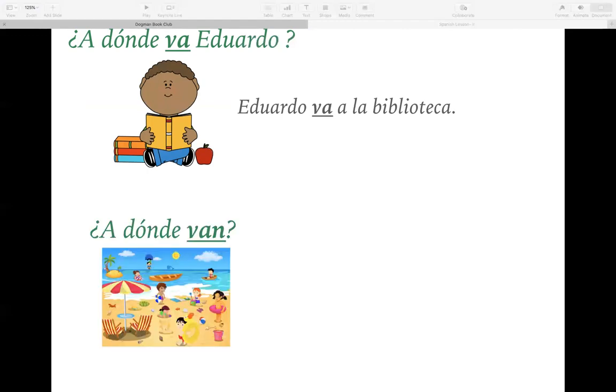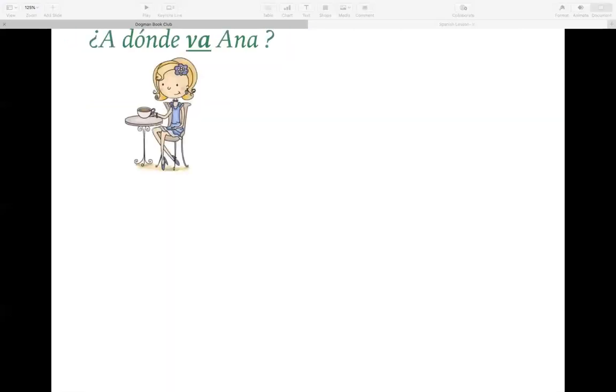Let's try another one. ¿A dónde van? Take a look at the picture. Where are they going? Well, they're already there. So how would we say they are going to the beach? Ellos van a la playa. Couple more examples. Take a look at Ana. ¿A dónde va Ana? Where's Ana going? Ana va al café. Notice that al.